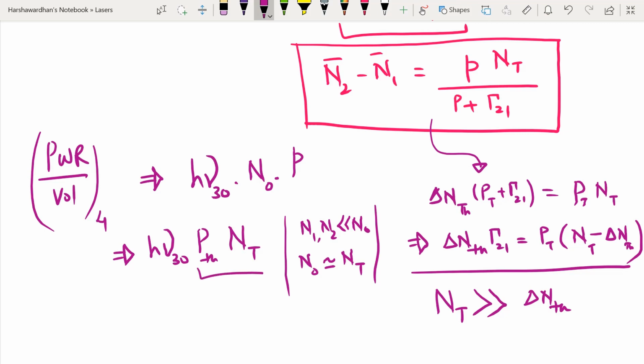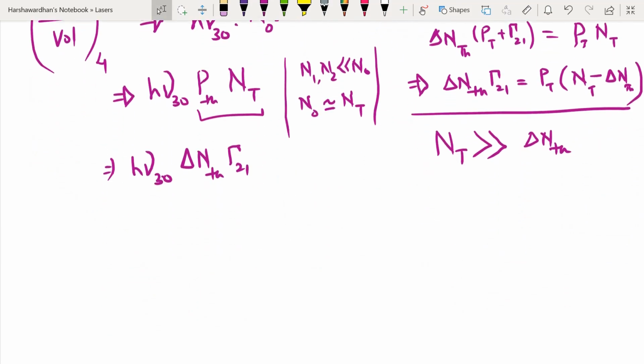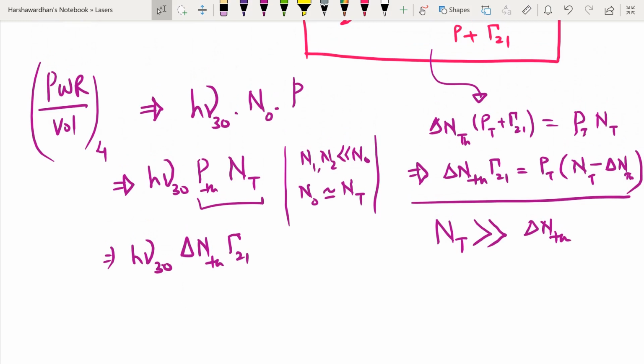Right. So I know that this product is simply h nu 30 times delta N threshold times gamma 21. This is the kind of relationship we get. Now remember that the power per unit volume that we got for the three level system again involved the energy associated with the pump, but it involved the total number of atoms present, not the delta N threshold. And if gamma 21 was commensurate, then in both cases it is equivalent. So you see clearly the power per unit volume required is much smaller, because this quantity is now proportional to delta N threshold in comparison to the total number of atoms in the previous scenario.